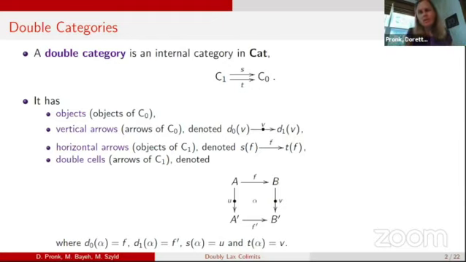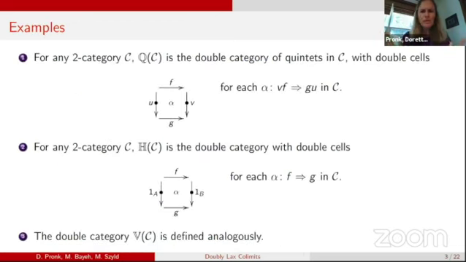It has what we call vertical arrows, just because we have two kinds of arrows, we'll call one vertical, the other one horizontal. Vertical arrows will be the arrows of C0, with their own structure for domain and codomain, and we denote them with the dots. We have also horizontal arrows, those are the arrows of C1, and their source and target are given by the S and the T functor in the diagram. And then we have double cells that have both horizontal and vertical domains and codomains and can be composed horizontally and vertically. You don't need to know too much about the details here.